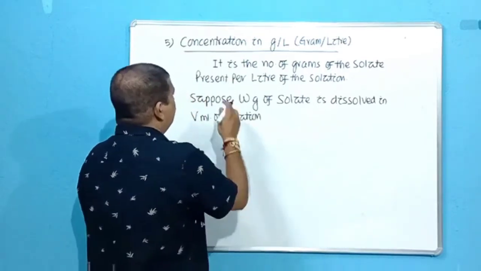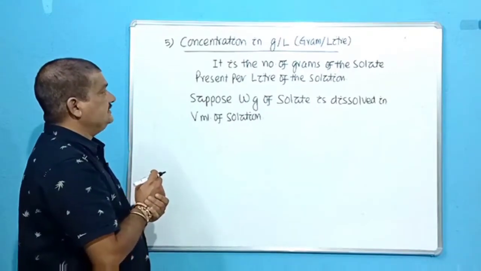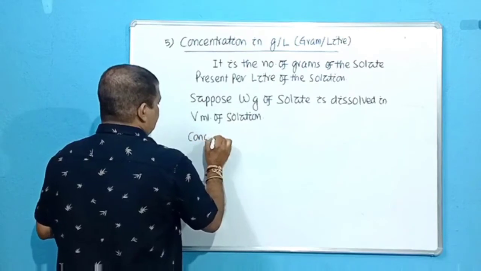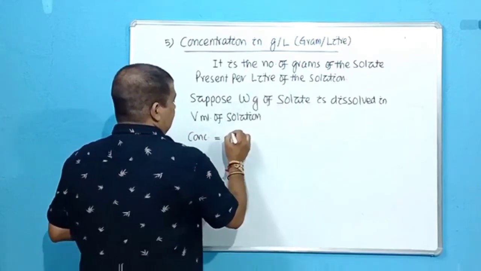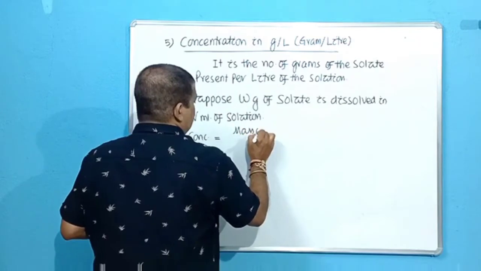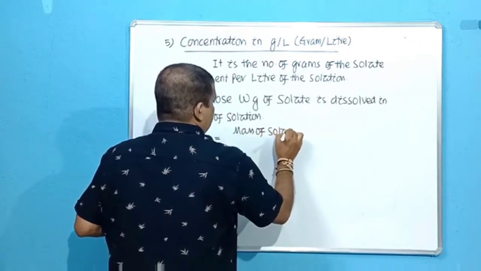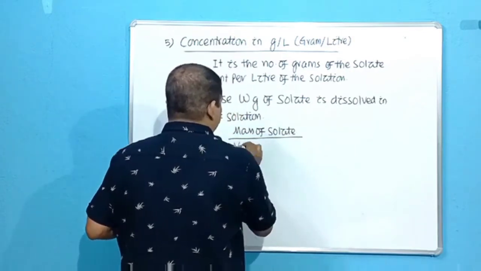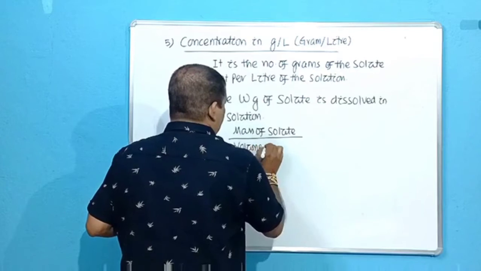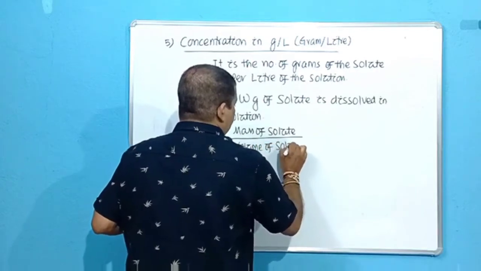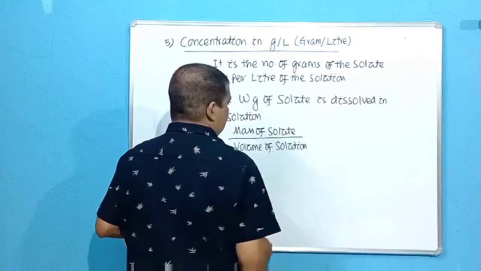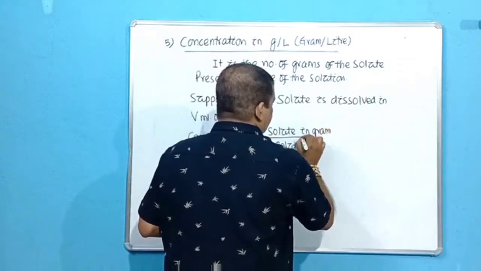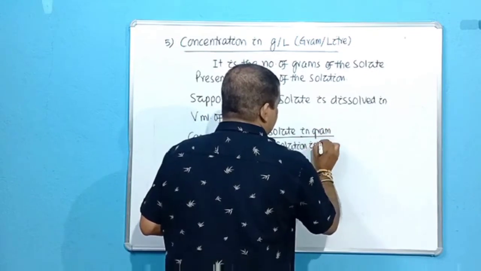Okay. Then how to express it in terms of grams per liter? So what is the concentration? Concentration means mass of solute divided by volume of solution. Mass of solute in gram, volume of solution in liter.